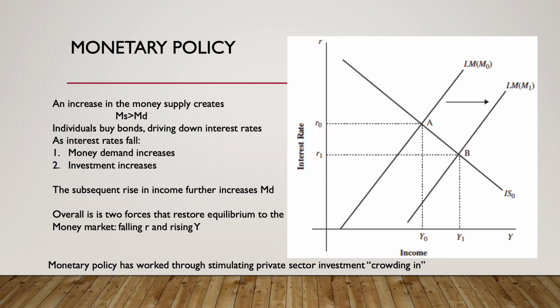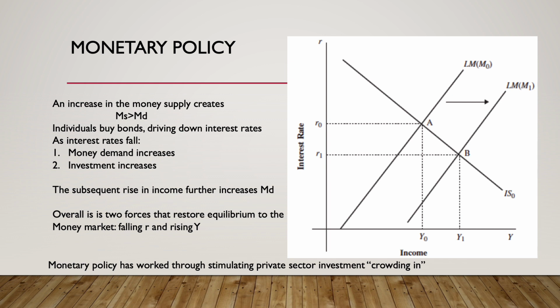Supposing that there is an increase in the money supply, this creates a situation of disequilibrium in the money market where at interest rate R naught and Y naught, we would have excess money supply. With the extra money, individuals buy bonds, and this, of course, pushes up bond prices and drives down interest rates. As the interest rate begins to fall, we start to return to an equilibrium in the money market through encouraging additional money demand.